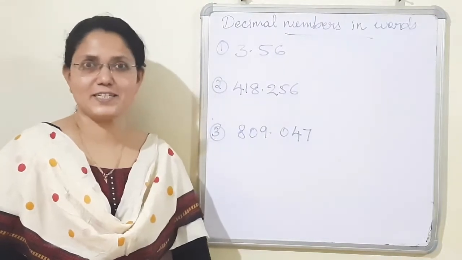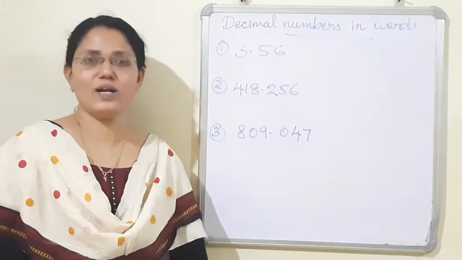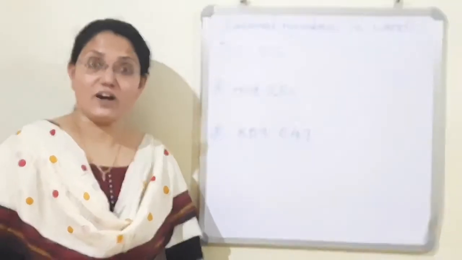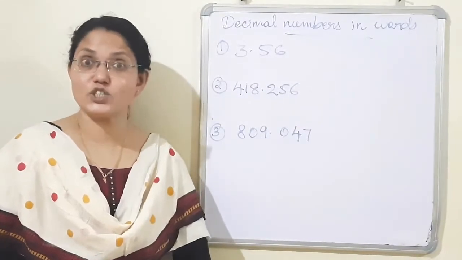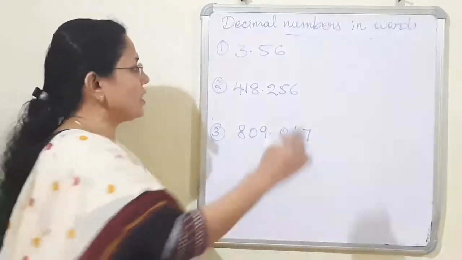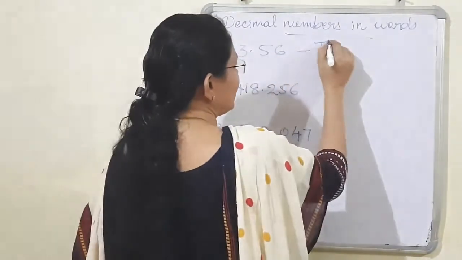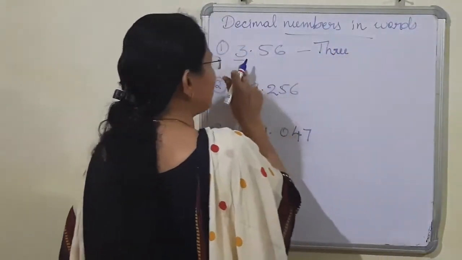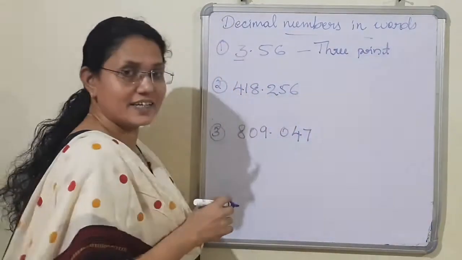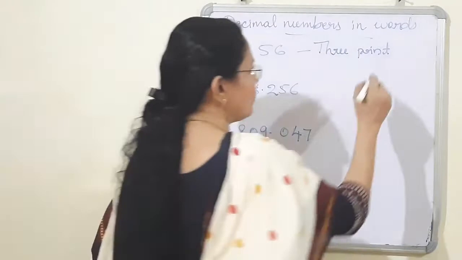Dear children, now we can read decimal numbers. When you read a decimal number, the whole number part you read as usual, as a whole number itself. After that we should say point. Then after the point, read each of the digits separately. Don't read them together. Okay, first one I will show you. This whole number is 3, only one digit, so 3 point. Next, 5, 6, not 56. It is 5, 6.